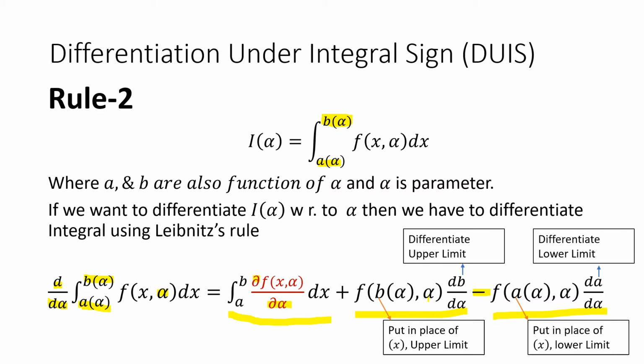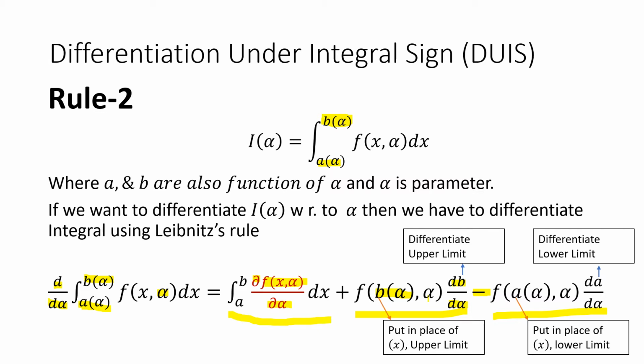Now f of x, alpha is your function. The variable of integration is x, so instead of x you have to put the upper limit. So you will get f of b of alpha, comma alpha. Here we put the upper limit, that is b of alpha, in place of x, and with this you have to differentiate the upper limit, that is db by d alpha. So instead of x you put the upper limit b of alpha, and with this you differentiate the upper limit with respect to alpha.